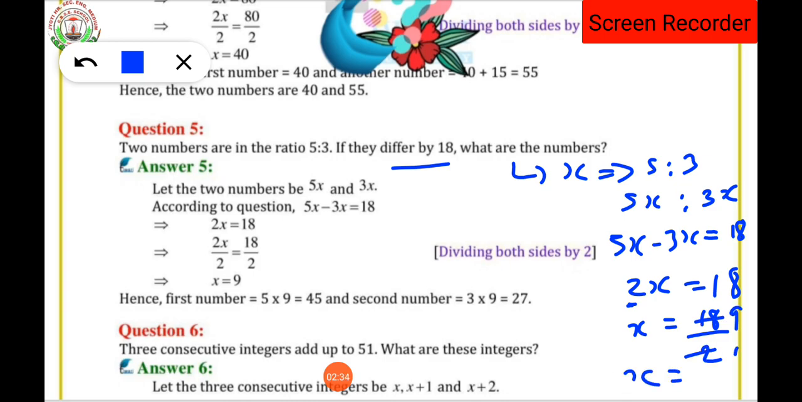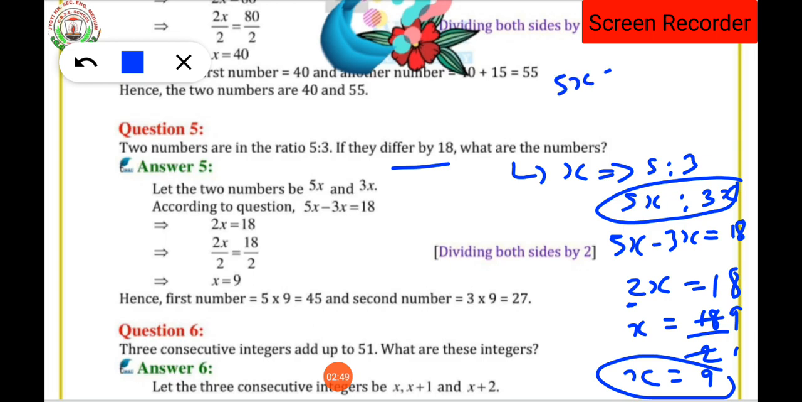So what is the value of x we are getting? The value of x we are getting here is 9. Now the ratio we have is 5x:3x, so we have to substitute the value of x in the ratio. 5 into 9 will be equal to how much? 45, isn't it? And 3x is also there, so 3 into 9 will be equal to 27. So this will be the answer.